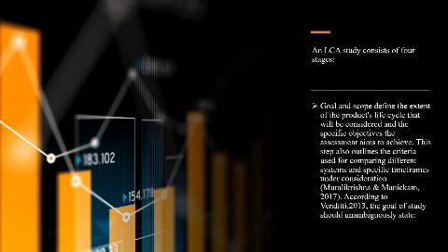A life cycle assessment study consists of 4 stages. Goal and scope define the extent of the product's life cycle that will be considered and the specific objectives the assessment aims to achieve. This step also outlines the criteria used for comparing different systems and specific time frames under consideration.